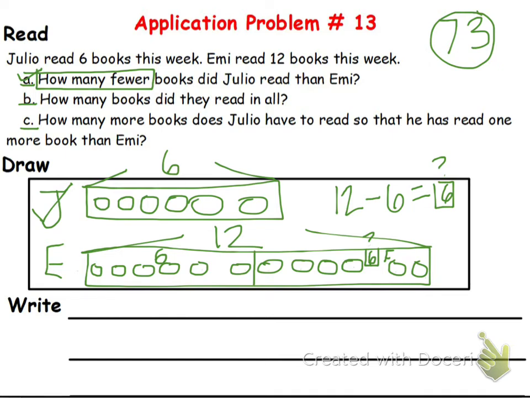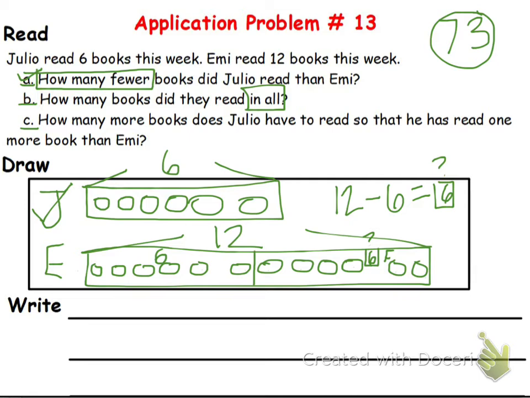And then B says, how many books did they read in all? Well, what do we have to do to figure out how many books they read in all? I want you to go ahead and pause the video and discuss what we have to do to figure out how many books they read in all. All right, well, I see where it says in all right here. Remember, in all is another way to tell us that we're adding. We have to find the whole.